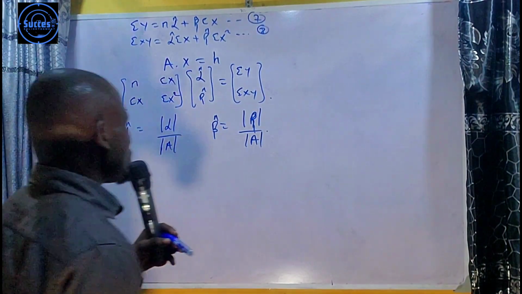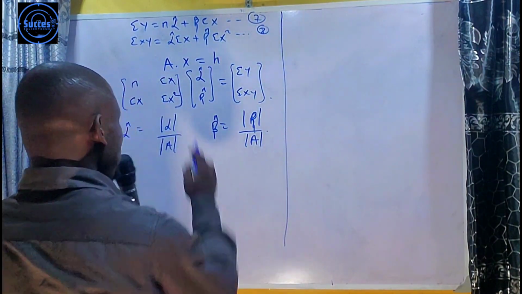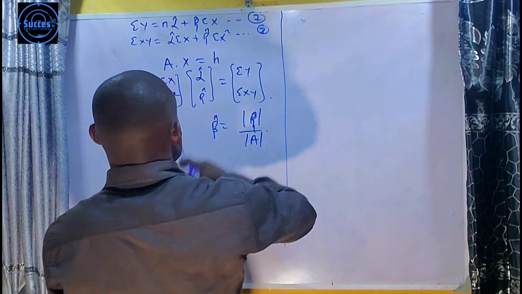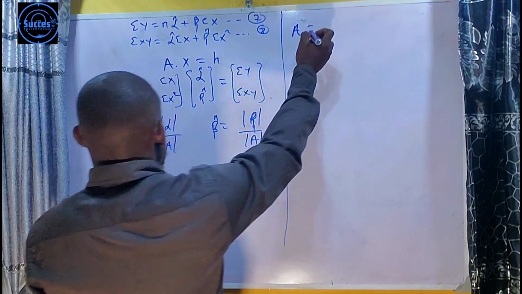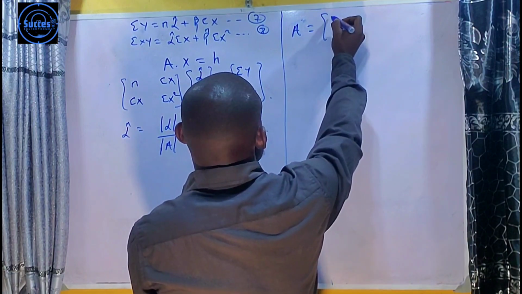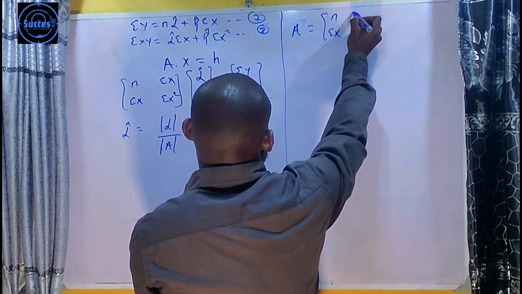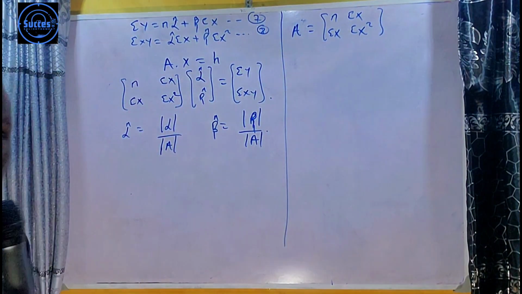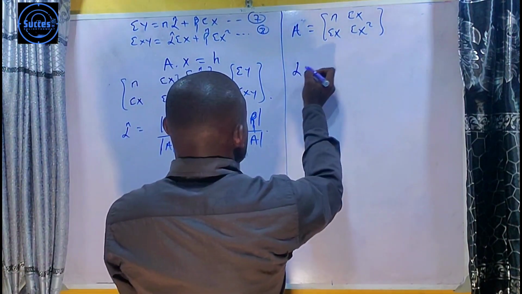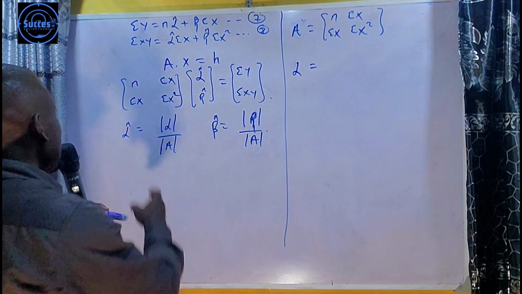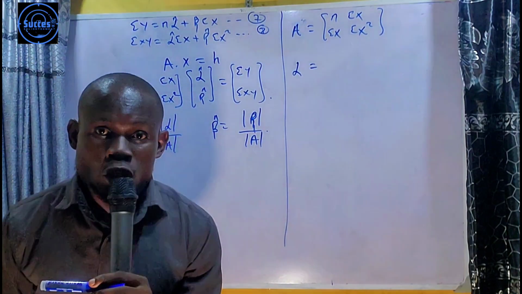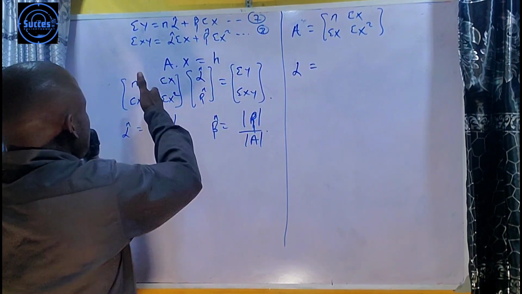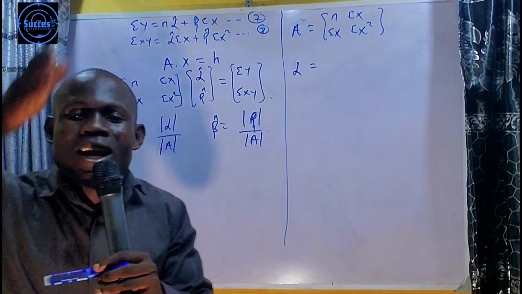Now, of importance is what is our alpha matrix? We already found our general matrix, which is the A matrix, to be the matrix of n, summation x, summation x, summation x squared. Now, the next thing we have to find is the alpha matrix. Don't forget, this is the coefficient of alpha. So to find our alpha matrix, you replace the coefficient of alpha by the constants. So you delete this and you bring this. You change the entire column.